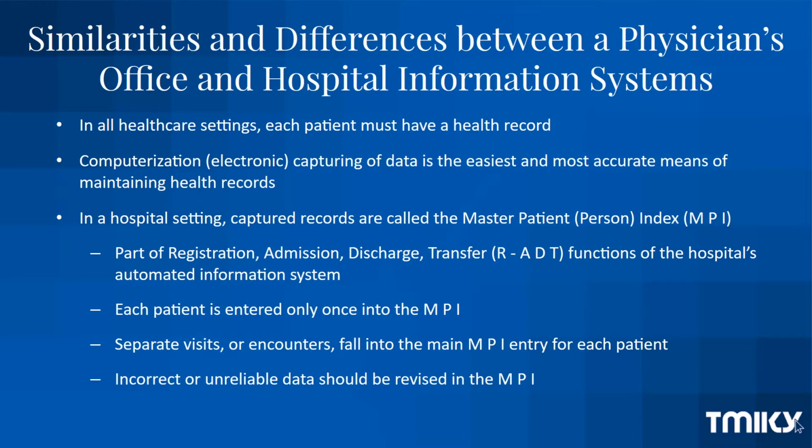In a hospital setting, captured records are called the master patient or person index. They include part of registration, admission, discharge, and transfer functions of the hospital's automated information system. Each patient is entered only once into the MPI. Separate visits or encounters fall into the main MPI entry for each patient, and incorrect or unreliable data should be revised in the MPI.